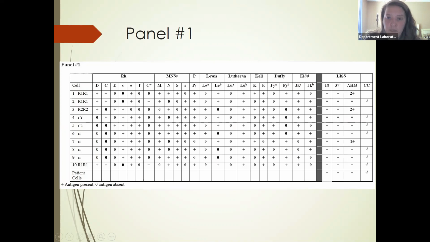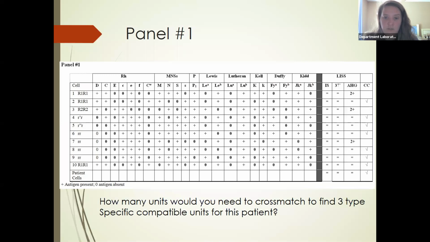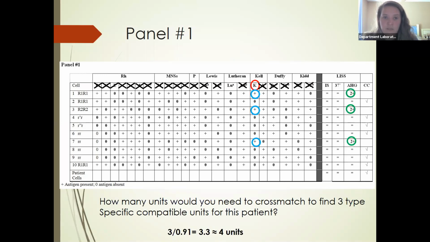All right, so your first panel here, you were provided some initial spin, 37 degrees, and AHG. And if you did your crossing off procedure, you would identify the antibody as Kell. And if you looked at your pattern of reactivity, notice that for every cell on your panel that is positive for Kell, you had a 2+ reaction at the AHG phase of testing. So your pattern of reactivity matches perfectly. And then you're asked some questions about this antibody.